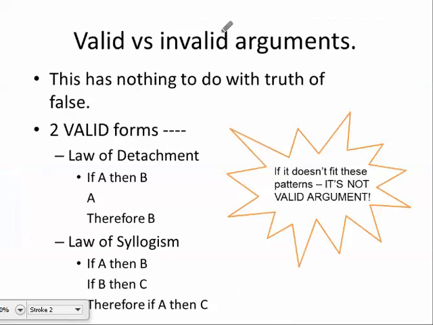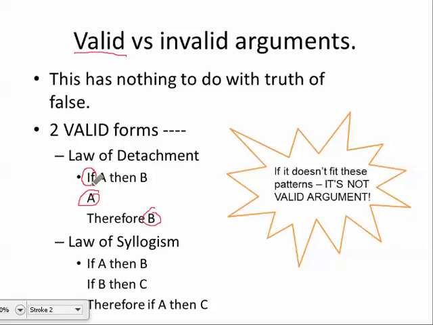So let's move forward. Now, truth and validity are not the same thing. We only studied two valid forms of an argument. One was the law of detachment. It has one if statement in it. It says if A, then B. A is true, therefore B is true.